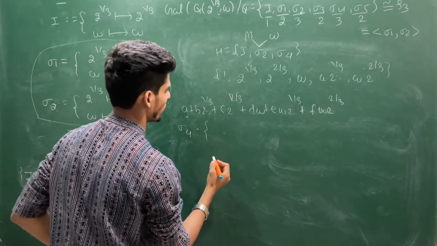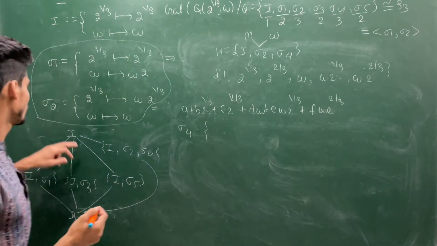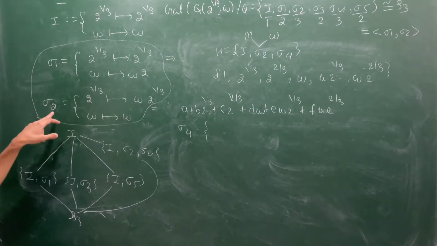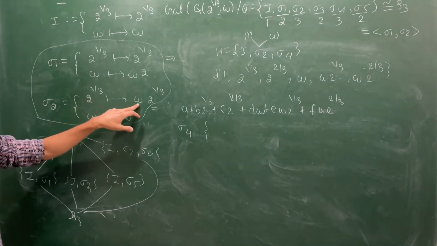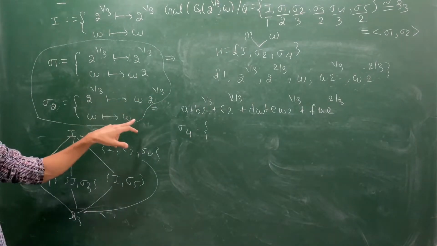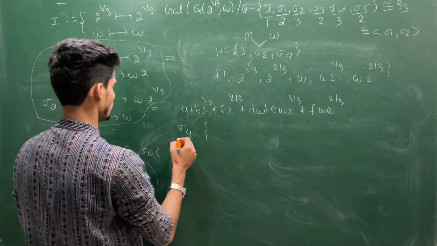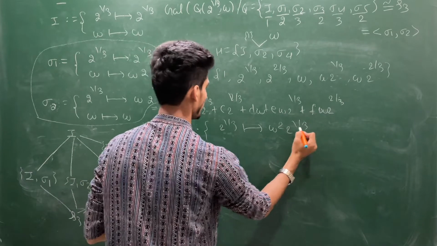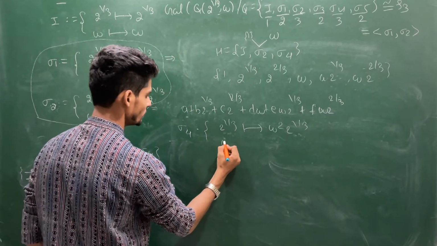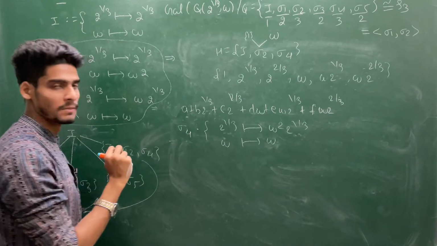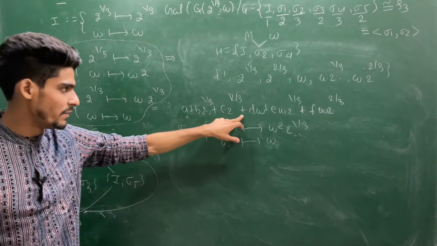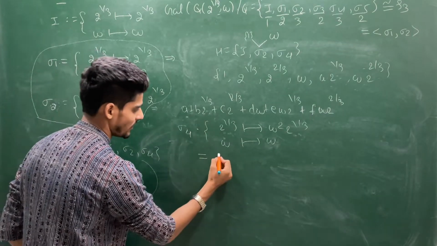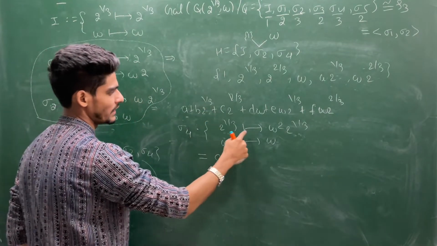This is actually an element of order 4. So sigma 2 is 2 power 1 by 3 going to omega 2 power 1 by 3, omega going to omega. Sigma 3 will be 2 power 1 by 3 going to omega times 2 power 1 by 3, and omega going to sigma 4. So sigma 4 will be this 2 power 1 by 3 going to sigma square 2 power 1 by 3 and omega going to omega. This is my sigma 4. So under sigma 4, what can be the image of this element? See, let's see. Suppose the image is this, this will fix rational b times 2 power 1 by 3. 2 power 1 by 3 is going to this.